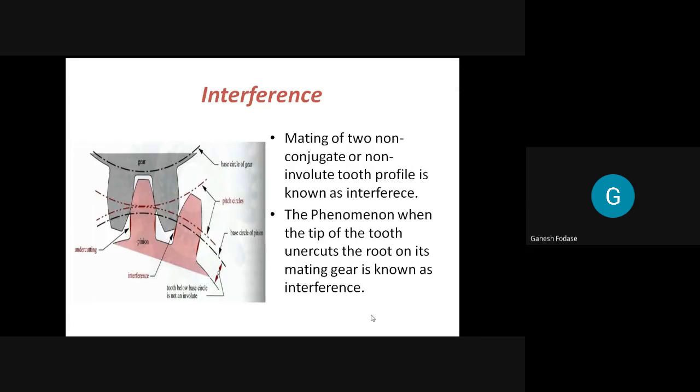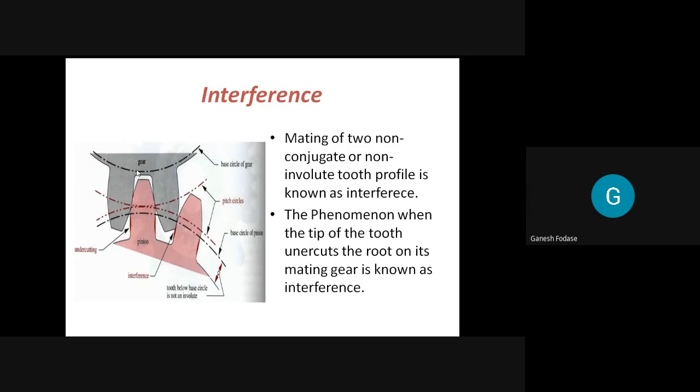Okay, so we'll start with the concept of interference. You can see here, basically when interference occurs. Whenever mating of two non-conjugate or two non-involute tooth profiles occurs, then there will be interference. It means if the two profiles, the two gear profiles which will be in mesh, are both of involute form, then there will be no interference. But if an involute meshes with a cycloid or any other non-conjugate or non-involute profile, then there will be interference.